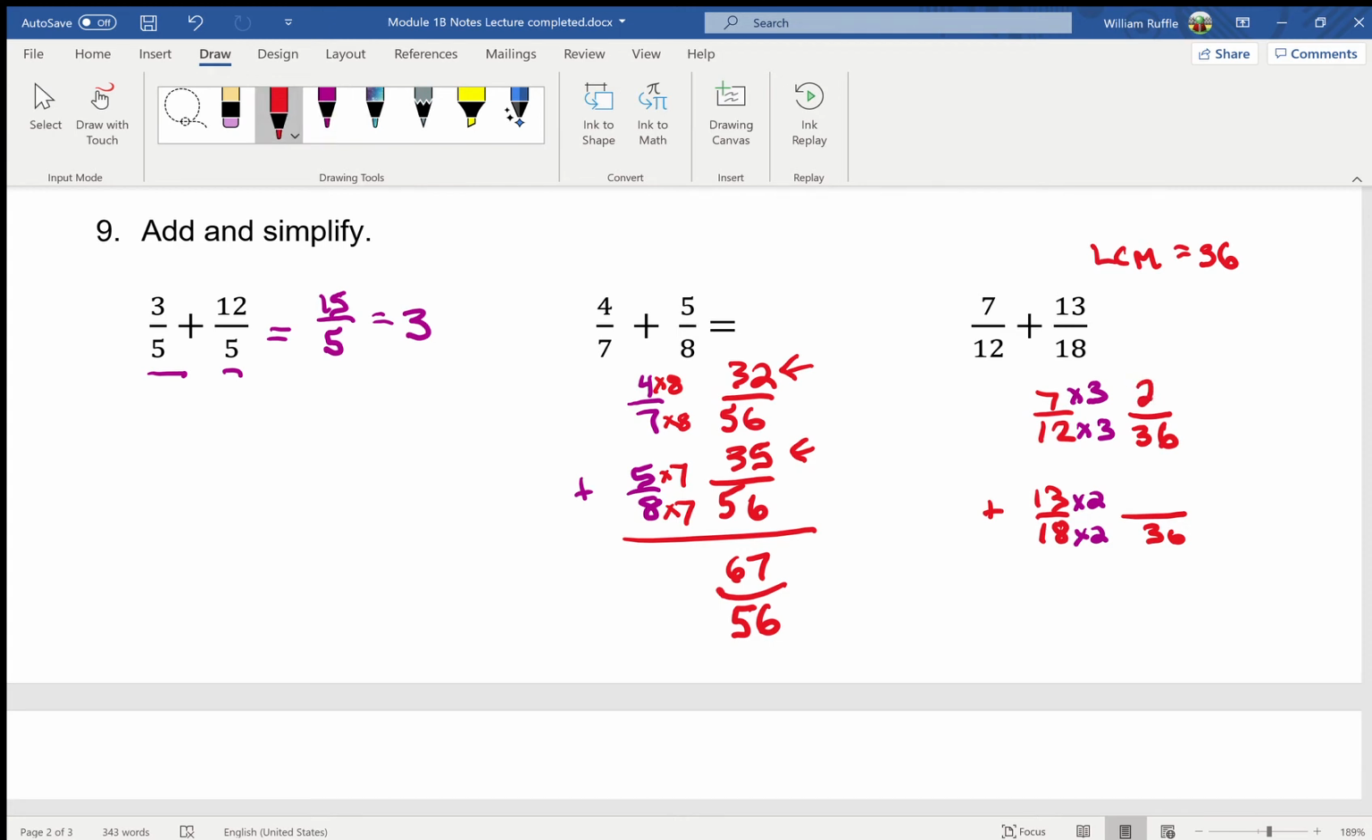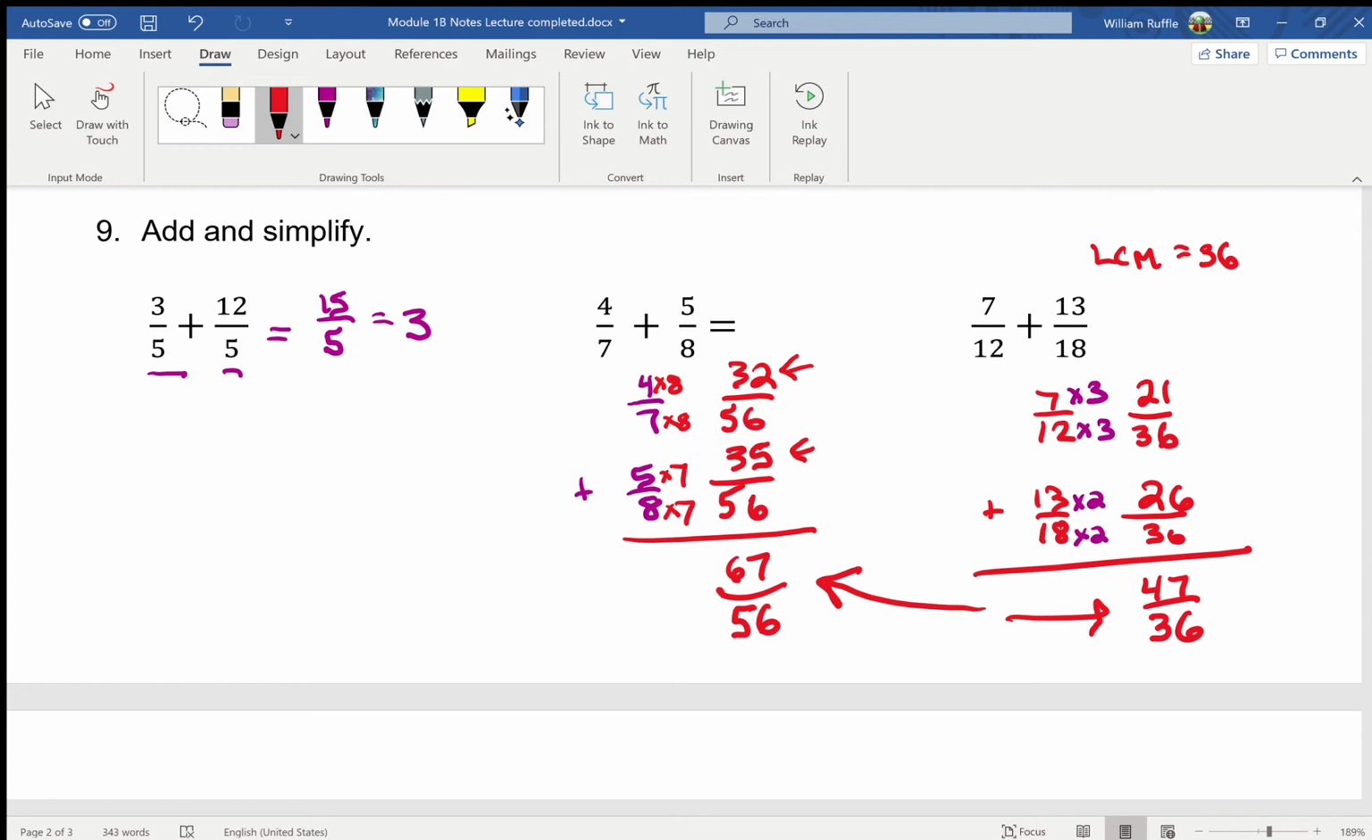7 times 3 is 21. 13 times 2 is 26. Denominators are the same. 21 plus 26 is 47 over 36. Again, denominator does not change. Now, if you're noticing, the numerator is bigger than the denominator in both of these questions here. 47 is bigger than 36. 67 is bigger than 56. In 1C, we'll learn how to deal with it.